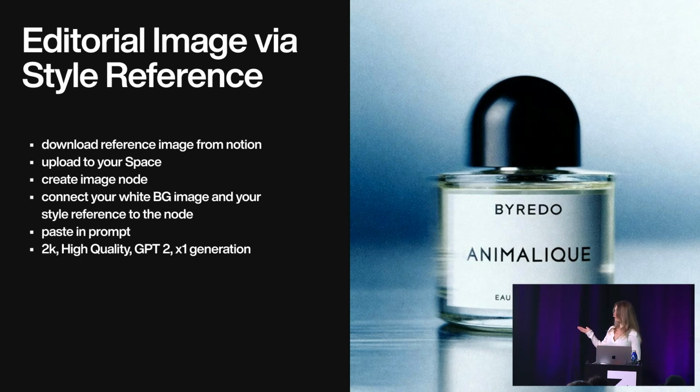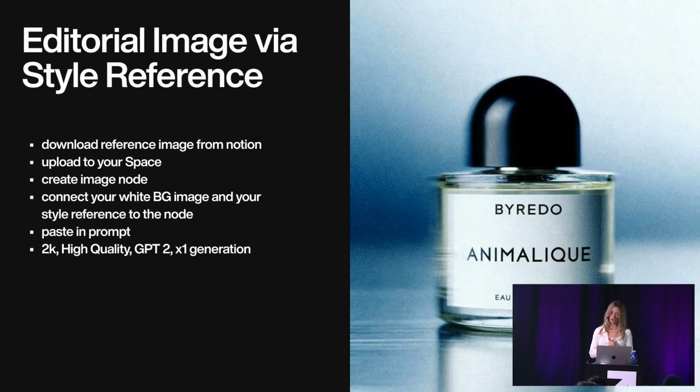So yeah, just download this image, upload it to your space, and then you're going to create another image node. And you're going to connect your white background photo now. Instead of your potentially messy photo that you started with, you're going to take the white background photo, you're going to take this new style photo, and you're going to connect it to a new image node.